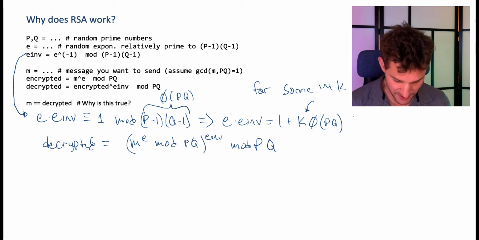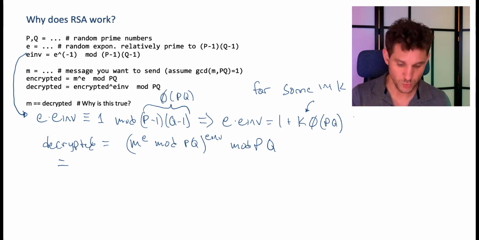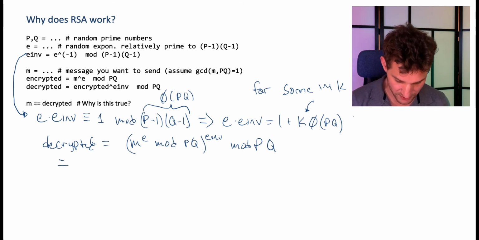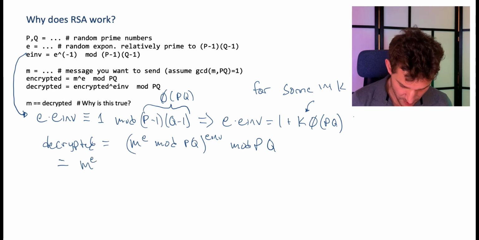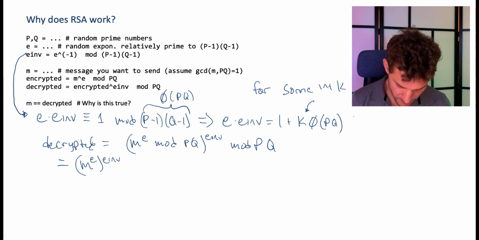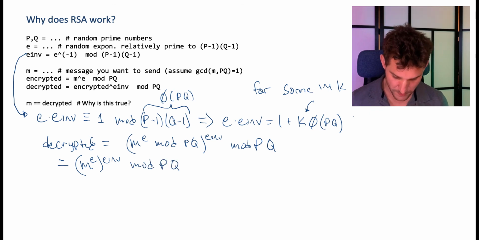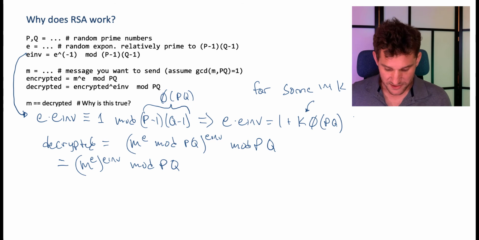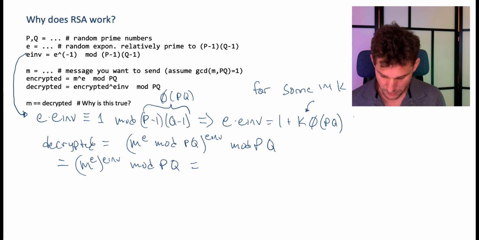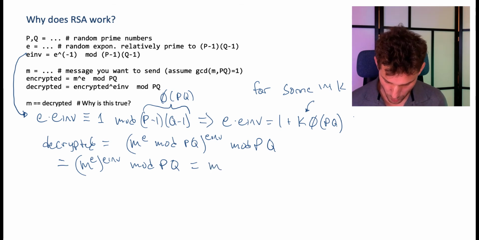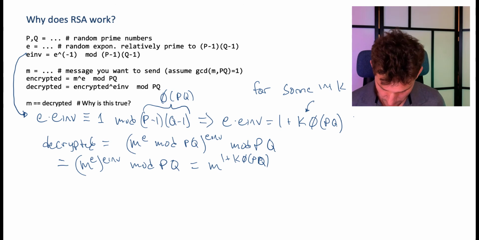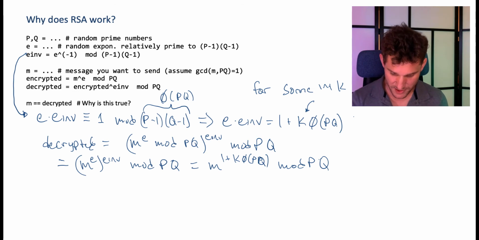Okay, we can actually simplify that. You don't have to apply the mod pq twice. It actually ends up being just once. It's sufficient. So this is actually m to the e, all to the E_inv, mod pq. Okay, given this expression, we can now, using our above formula, write this as being equal to m to the 1 plus k times phi of pq, mod pq, right? Given this formula up here.